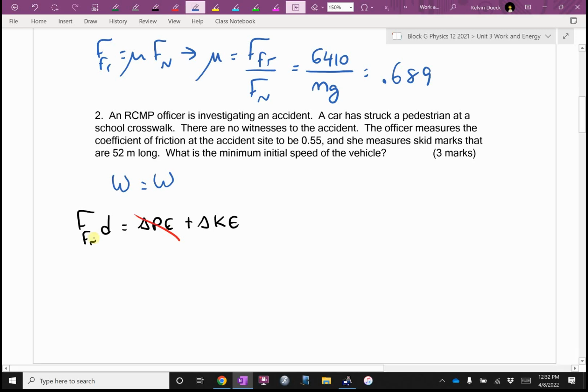I'm going to get force times distance equals a half m v final squared minus a half m v initial squared. But wait a minute, I know v final of any car accident ever is 0. Oh, I also know that the force and the distance are in opposite directions. Both sides are going to be negative. In fact, the negative is going to cancel out.